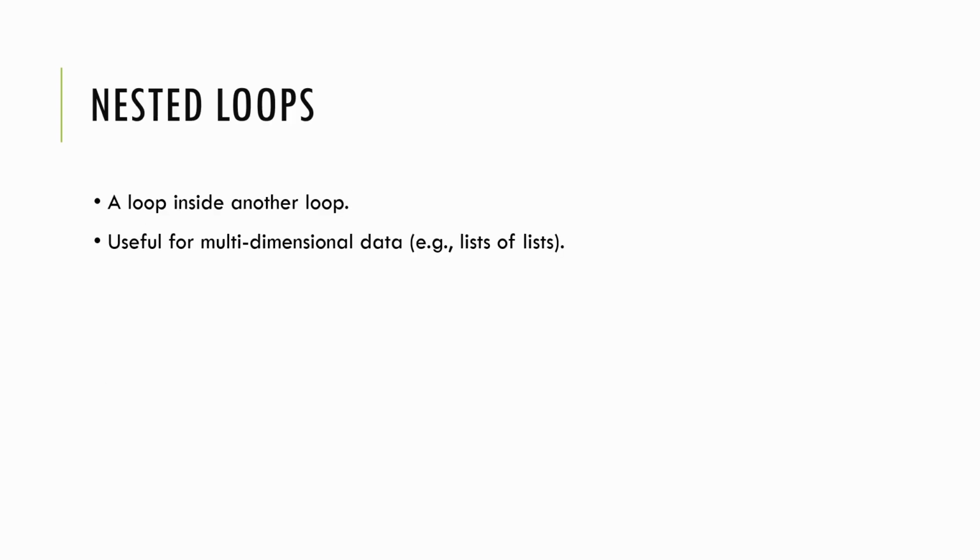Now let's talk about nested loops. A nested loop is a loop inside another loop. This is particularly useful when working with multi-dimensional data, like lists of lists. The inner loop will run completely for each iteration of the outer loop.